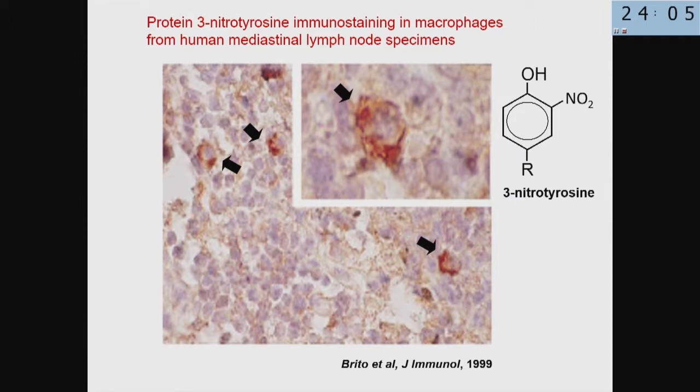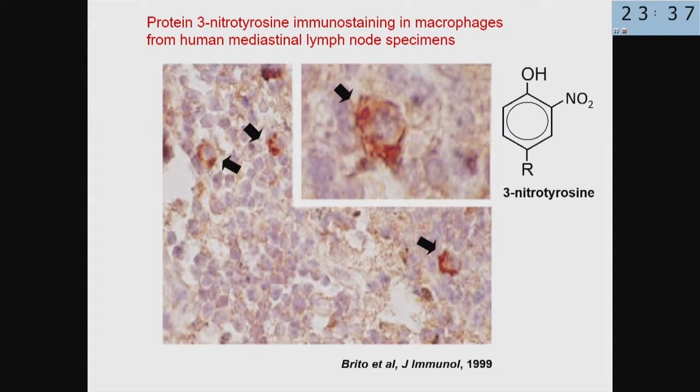So just to show a first slide from our group, just to show you that during inflammation and during the aging process, we oxidize our tissues, we nitrosate our tissues, and we nitrate our tissues, among many other oxidative modifications that undergo at the protein, DNA, sugar, and lipid levels.